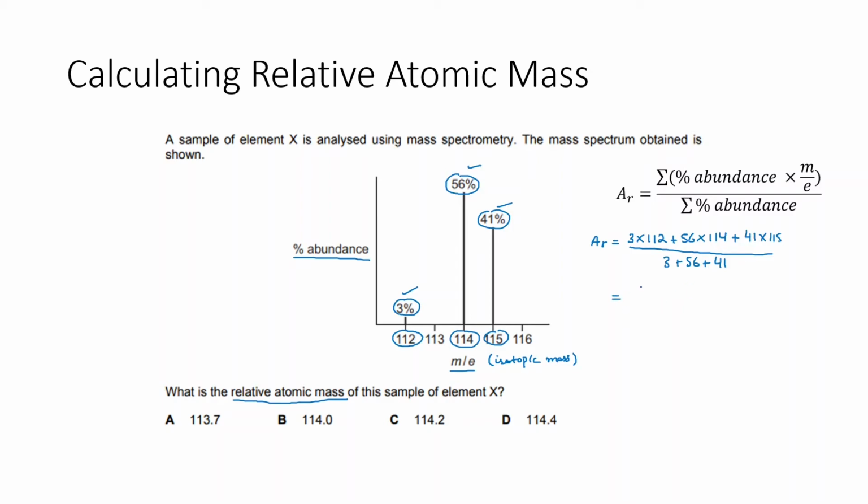So now I'm going to put this all together. I'm going to calculate, and I'm going to get an answer of 114.35. If you round this up to 1 decimal place, you get 114.4. So 114.4 gives you option D.